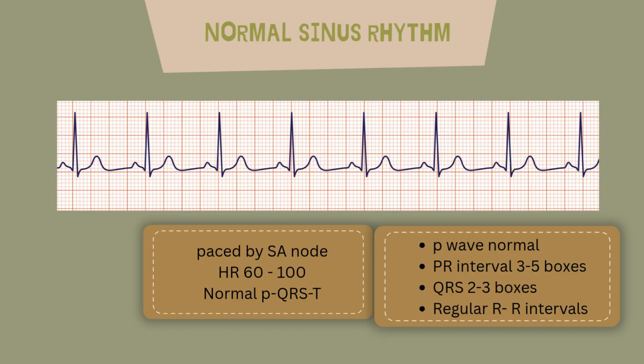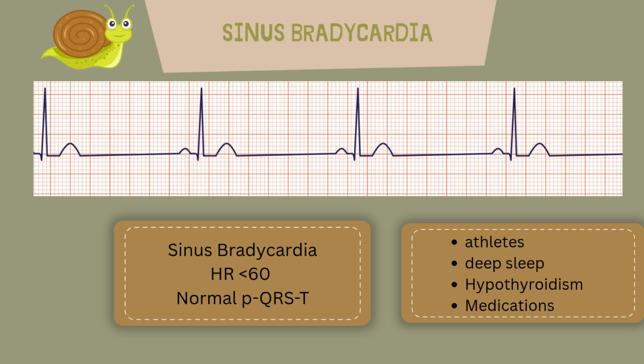And then we get to sinus bradycardia. This is normal sinus rhythm, just slower. So we still have 1 P wave before each QRS. We still have regular spacing between the R to R intervals. Only the heart rate is under 60 beats per minute. Sometimes bradycardia is totally fine.